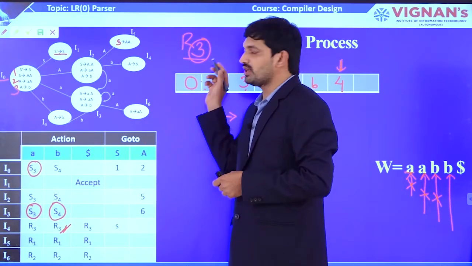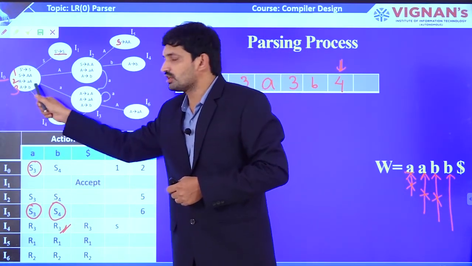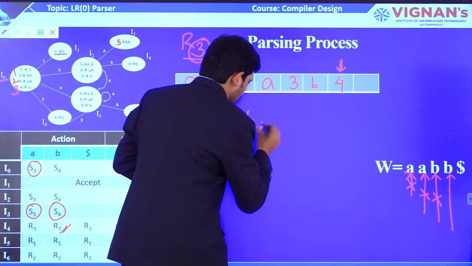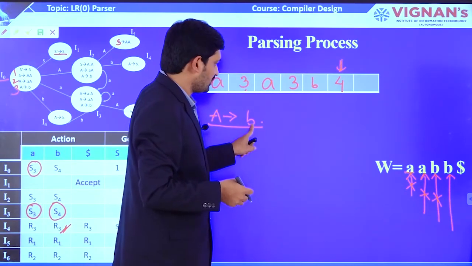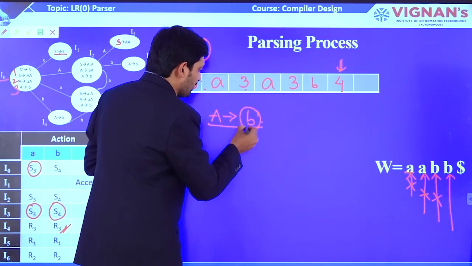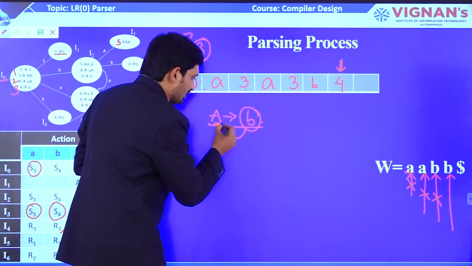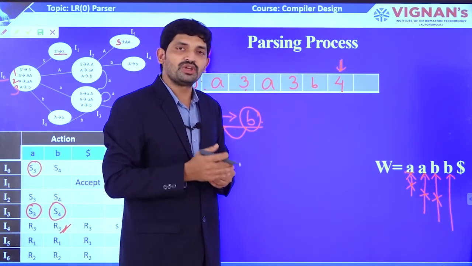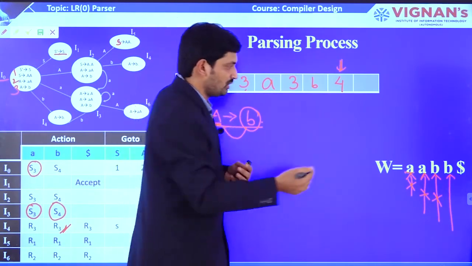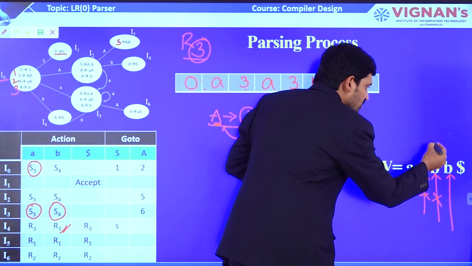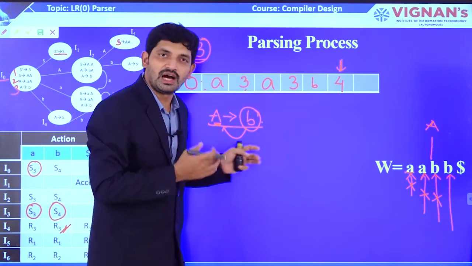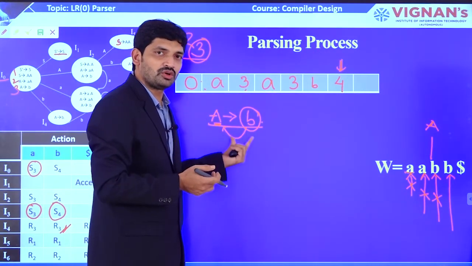That means I have to perform a reduction operation depending upon production number 3. Production number 3 is A tends to B. So it is indicating that I have to perform a reduction operation, the B is going to be reduced into capital A. And already we mentioned that we are not going to perform the reduction operation on the current symbol but the before symbol. So now I am going to reduce the before symbol into capital A.